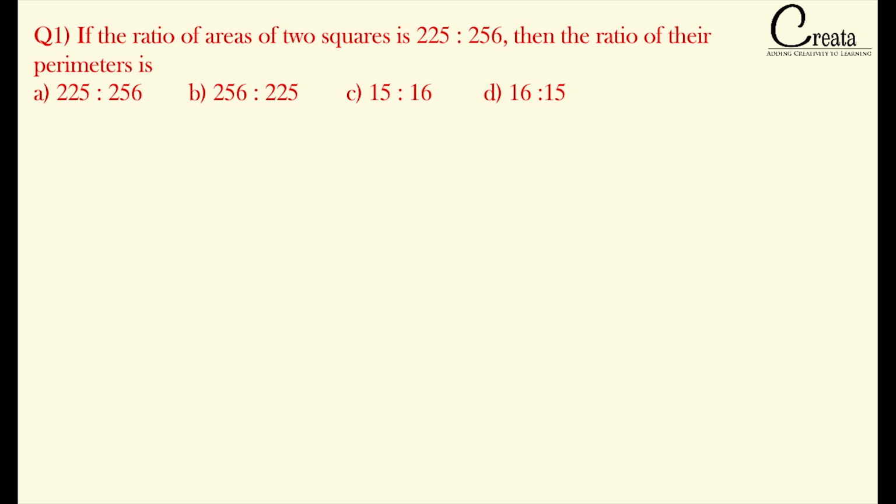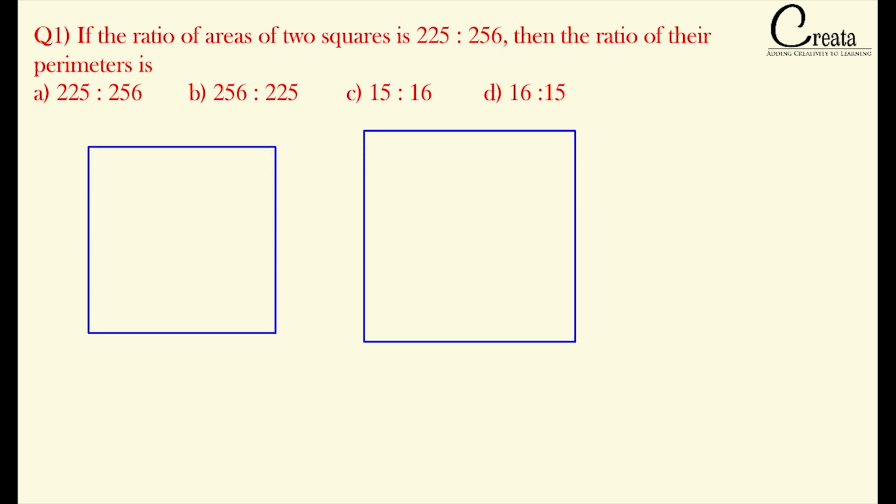Okay, let's approach the question. Our first step, we will visualize and observe the question. The question is talking about two squares. Okay, let's have two squares. The ratio of area of these two squares is 225 is to 256. Means the first square is smaller and the second square is bigger. We know all the four sides of a square are equal. Let's denote the side of our first square as A1 and the side of our second square as A2.